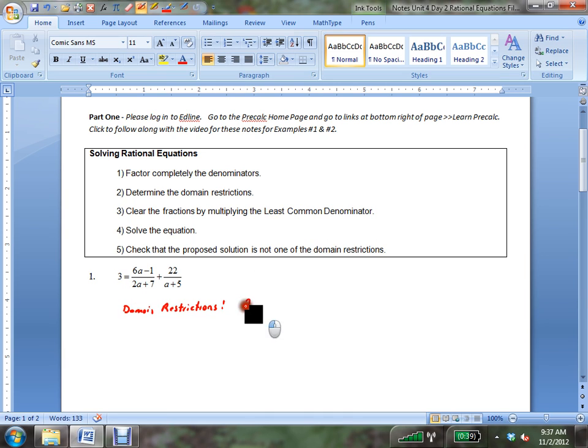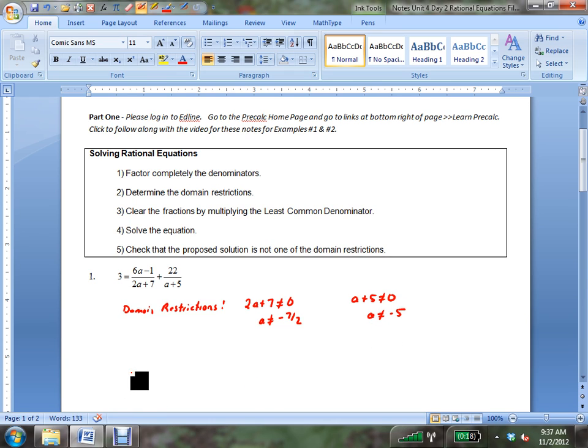So therefore I cannot have 2a plus 7 equal 0. And if I solve that, I get a is not equal to negative 7/2. And I also know that a plus 5 cannot equal 0. So a cannot equal negative 5.